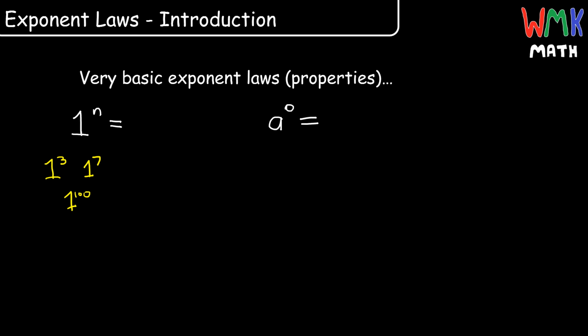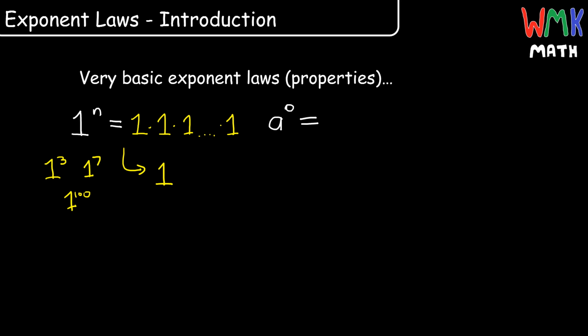Well, let's expand this out. So that becomes 1 times 1 times 1, and then we keep going until we get to the last one. But what do we know about multiplying ones? When we multiply ones, it keeps giving 1. So no matter how many ones we multiply, it will keep giving 1. So actually, the final answer of this is 1. So if we have the base of 1 and it goes to any exponent, it will give 1.